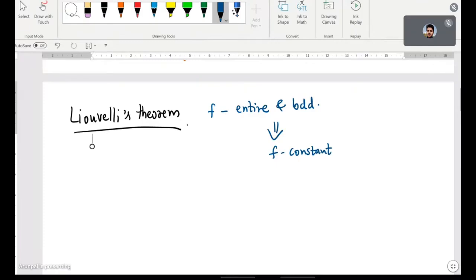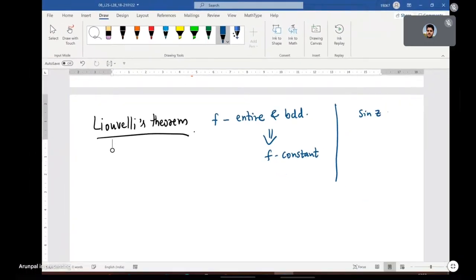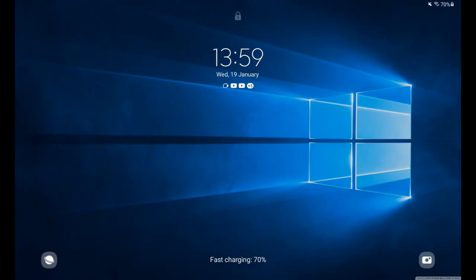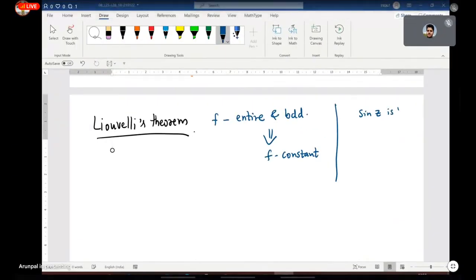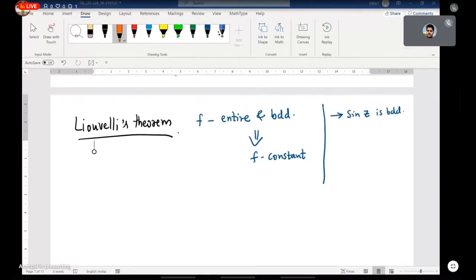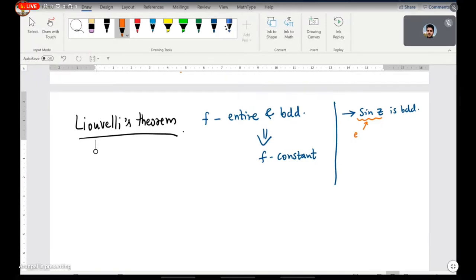Also, class, this is a very good result which tells us that sin z is not bounded. Because the logic is very simple. Sin z is entire, we know this. Sorry, sin z is unbounded. Unbounded, sir. It is not bounded, sorry.